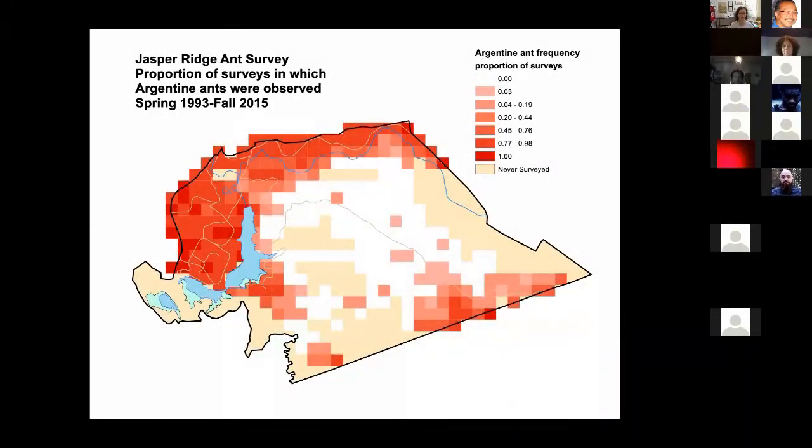So all these red things are where we found Argentine ants, and the darker they are, that means that we found Argentine ants there more times. So you could see that Argentine ants are mostly found on the boundaries of the preserve, because that's where there are buildings that we think support the ants when it gets too cold in the winter or too hot and dry in the summer. And obviously I have plenty to say about this, but we could move on.